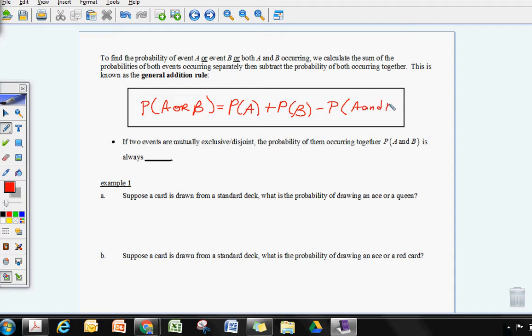Now, I'm going to mention one of the last problems we did in the last section when we talked about the twos. Remember I circled the 1, 2 and said, hey, it's not fair to count it twice? Well, that's why we have this last part here. Sometimes this is 0. So if they're mutually exclusive, that A and B is always the number 0.